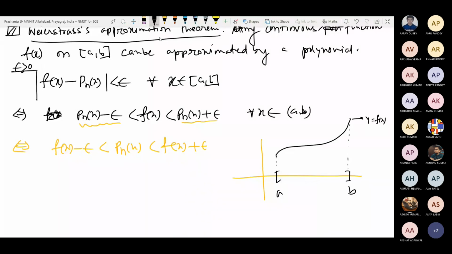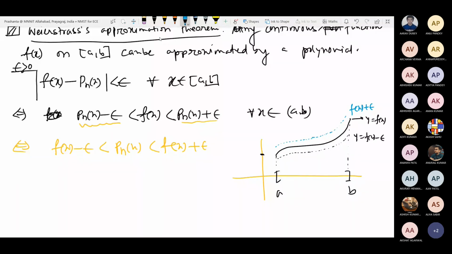So suppose epsilon is this much. This is the f of x value, and epsilon is this much. So this is y equals f of x minus epsilon. And f of x plus epsilon will be a curve parallel to f of x above that. So this is f of x plus epsilon.